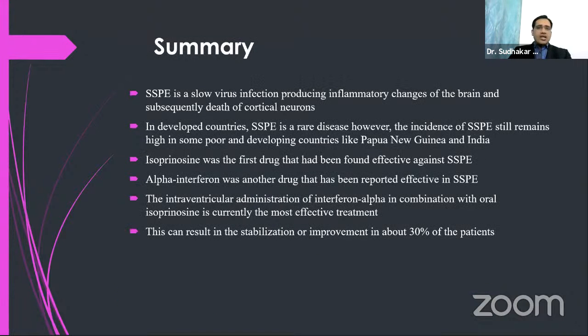To summarize, it is basically a slow viral infection producing inflammatory change of the whole brain and subsequently death of neurons. In developed countries it is a rare disease, but in developing countries like our country, India, it is still having a significant number of patients. Isoprinosine was the first drug tried in SSPE. Then came alpha interferon. Now both are given in combination, and this sometimes gives very good results, and in up to 25 to 30% of patients it gives stabilization or improvement in SSPE.